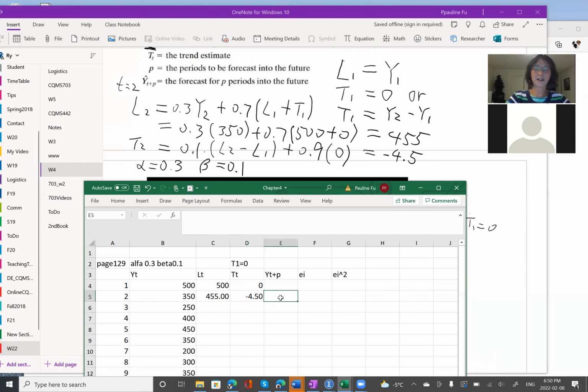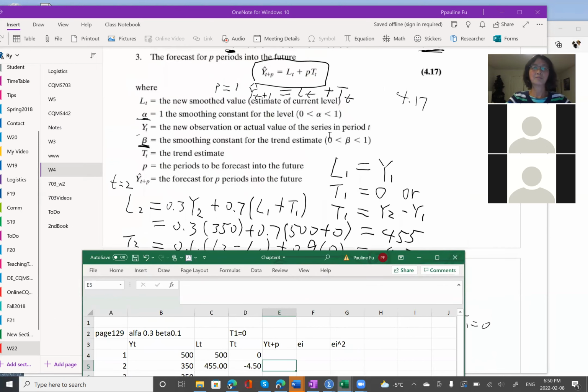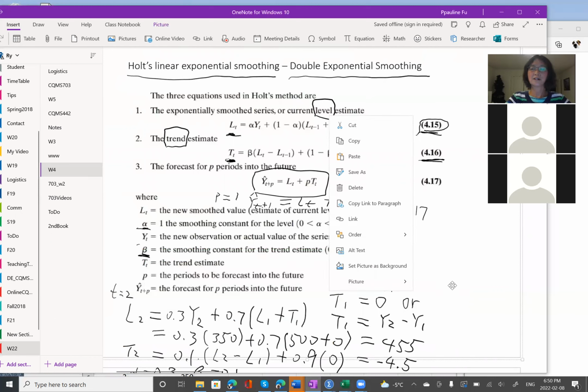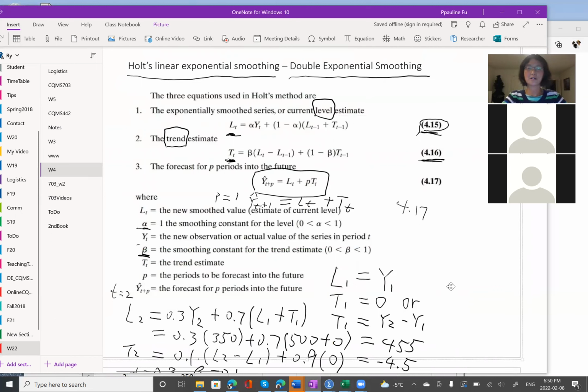So let's do the forecast. So this Y hat. Sorry, Professor, can I just ask you to scroll down on your main page of notes so I can see the formulas as you're putting them in Excel, just for reference? Like on your OneNote, I think it's formula 4.17. There you go. Okay. Just so I can see it as you're typing it in Excel. Thank you so much. Please raise any questions.